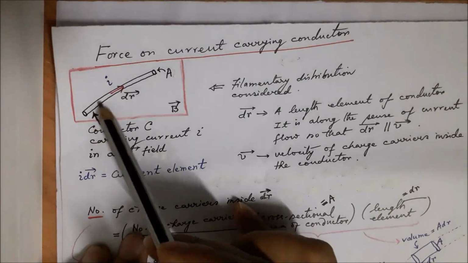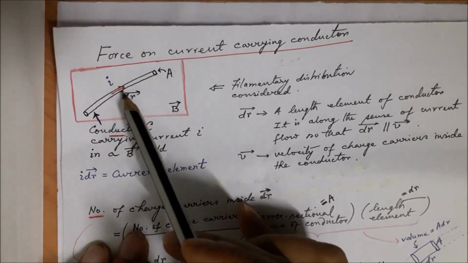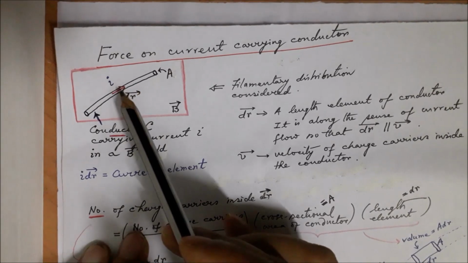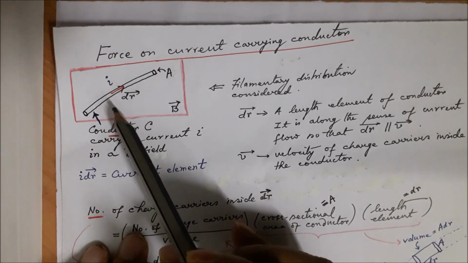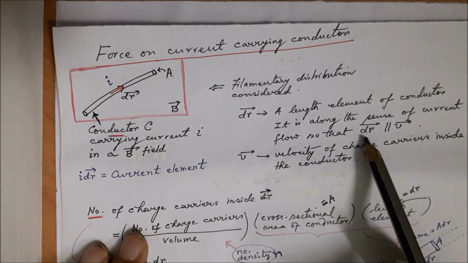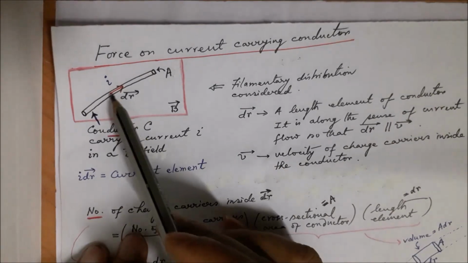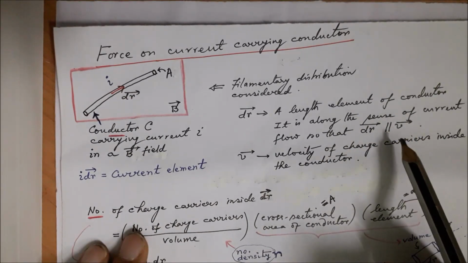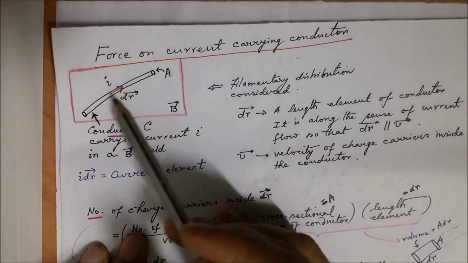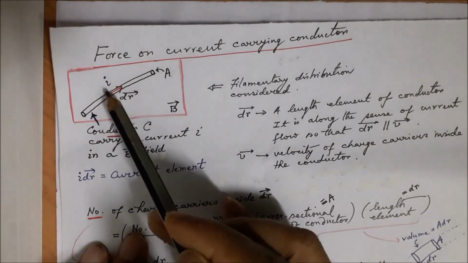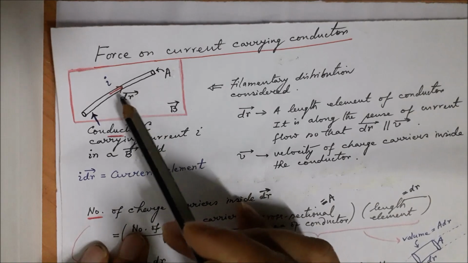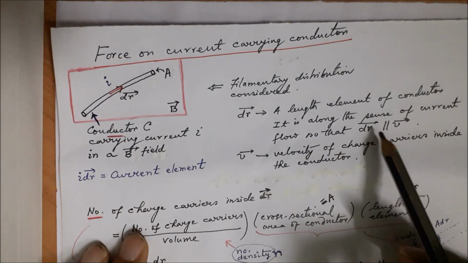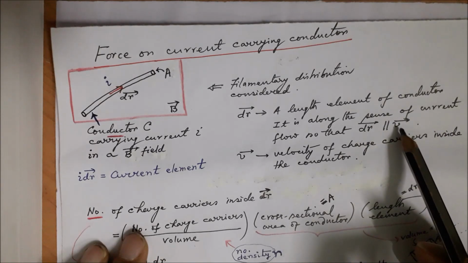Now current is flowing in this circuit. This means charges are in motion and they are moving with some velocity. So it is expected that this vector dr, which is the line element, would be parallel to the velocity. Put in another way, the charges are moving along vector dr, and therefore we have a current along this direction. So we can say that vector dr is parallel to the velocity vector v.